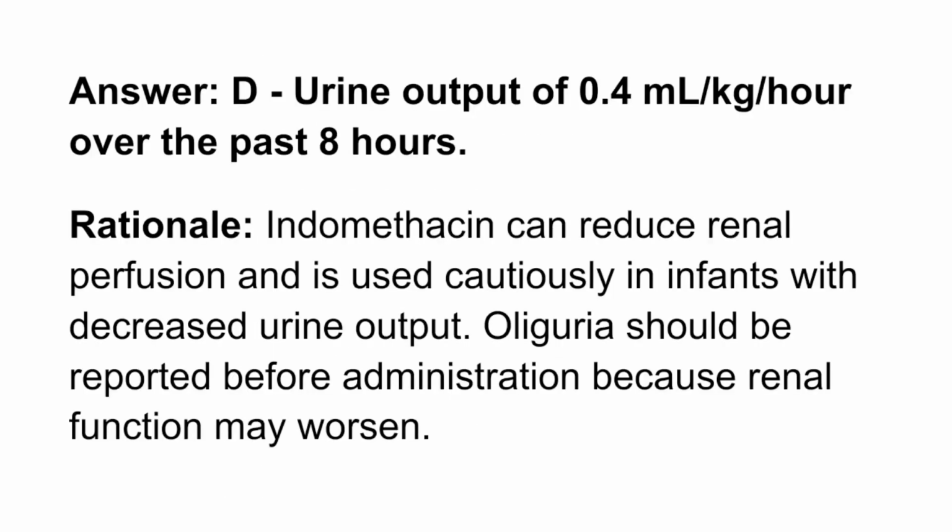Answer. D. Urine output of 0.4 milliliters per kilogram per hour over the past 8 hours. Rationale. Indomethacin can reduce renal perfusion and is used cautiously in infants with decreased urine output. Oliguria should be reported before administration because renal function may worsen.